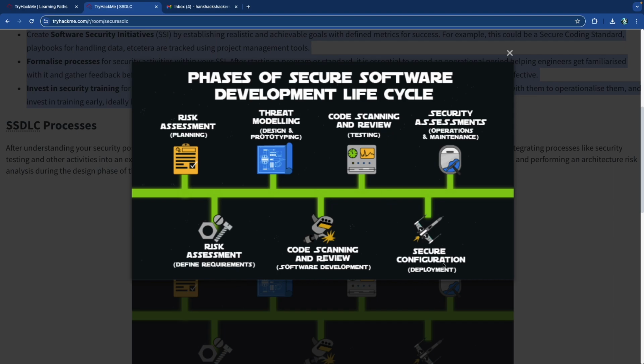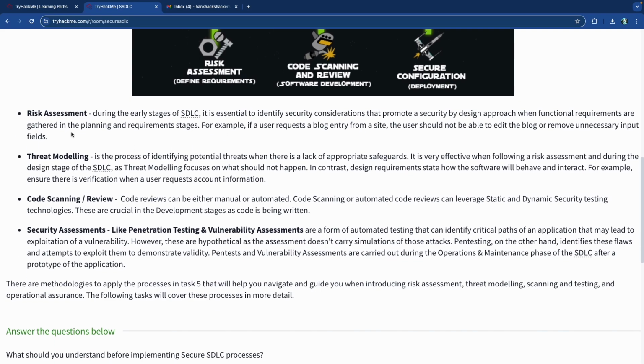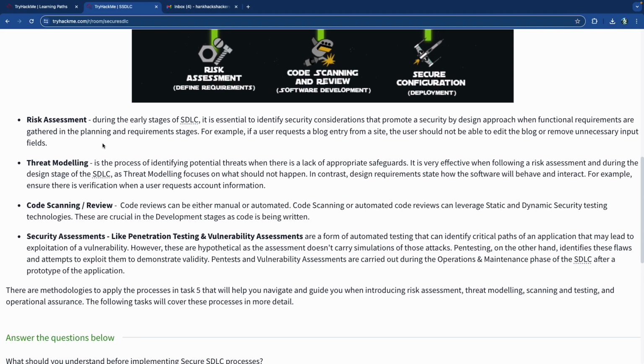Then you have the secure configuration that's done during deployment, and then security assessments that are done during the operational and maintenance phase of the software development lifecycle. And if we were to look at this and get a little bit more information, because this is important, I really want you to grab this and wrap your head around it. So during risk assessment, which is during the early stages of the software development lifecycle, it is essential to identify security considerations that promote a security by design approach when functional requirements are gathered in the planning and requirements stages.